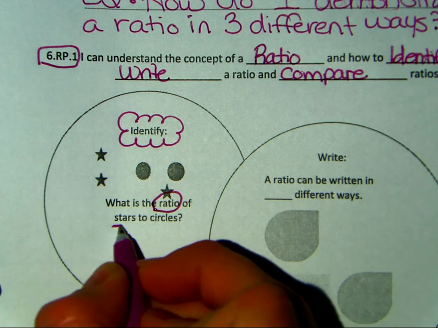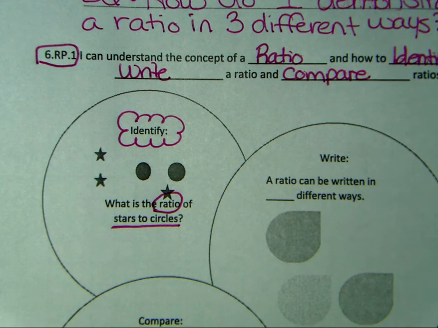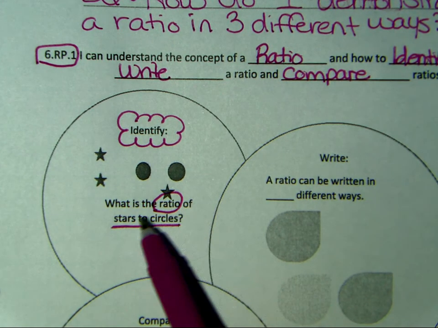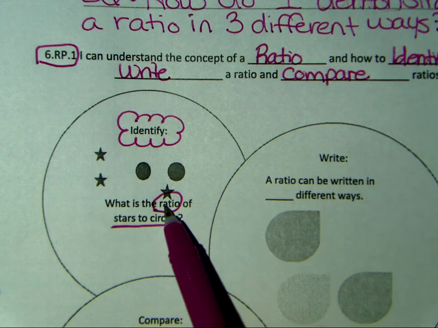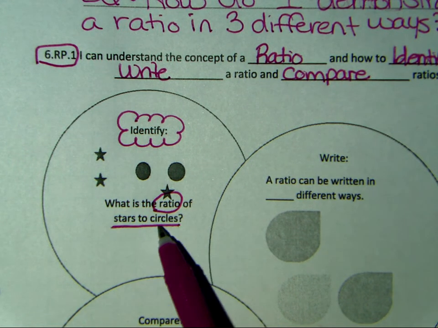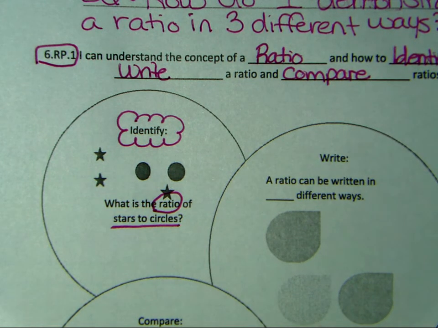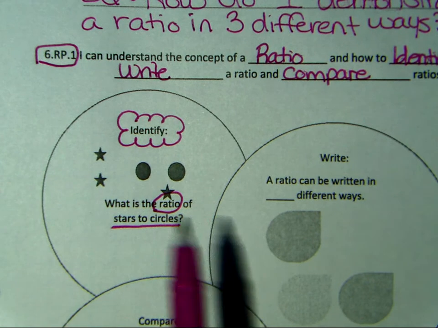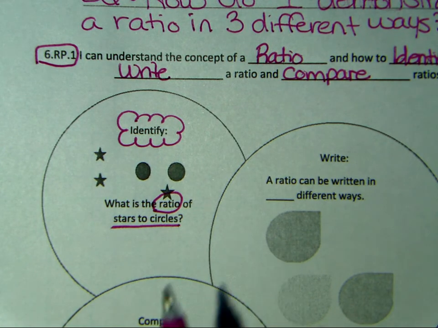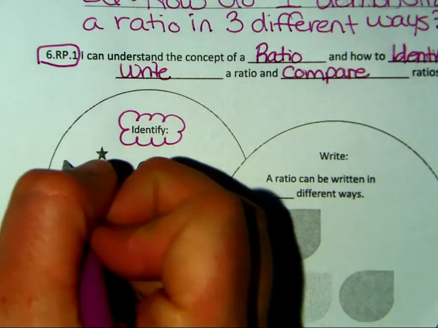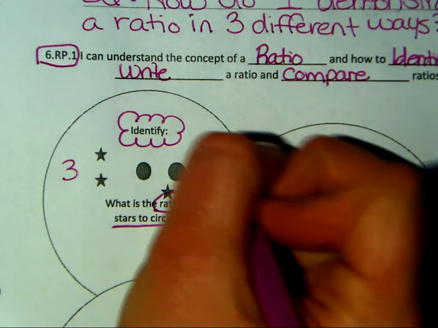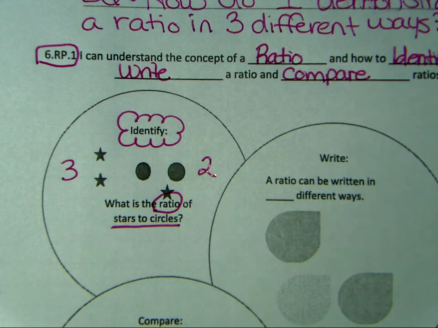And the ratio of stars to circles. So we're going to find the relationship between the stars and the circles. And to do that, we first need to figure out how many stars there are and how many circles there are. Class, how many stars are there? 3. And how many circles are there, class? 2. Correct. 3 and 2.